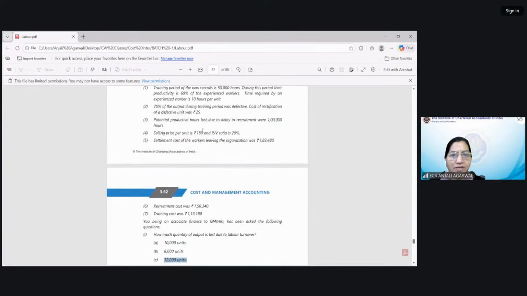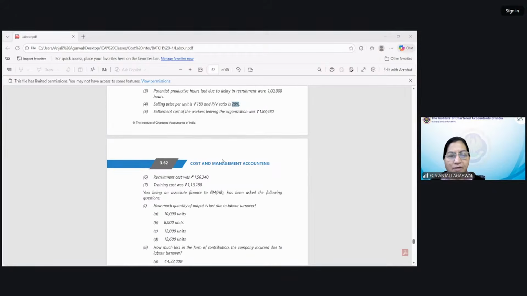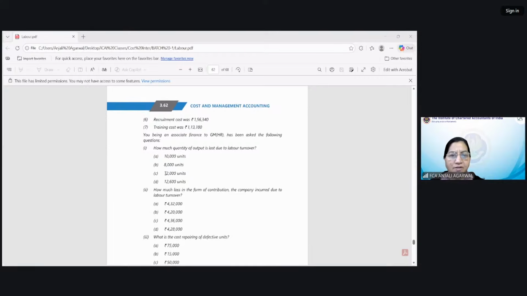Each unit is sold for 180, and the PV ratio, or the profit volume ratio, or the contribution percentage, is 20%. 20% of 180 is 36. So you are losing 36 rupees on every unit which you could not manufacture. 12,000 into 36 should give you the answer: 4,32,000.